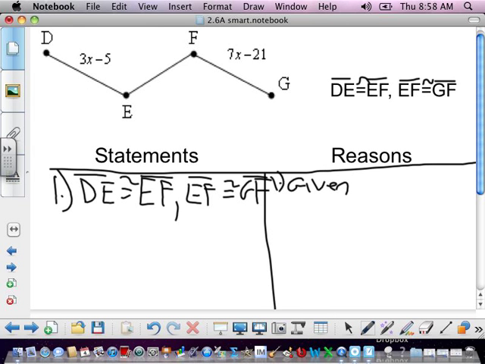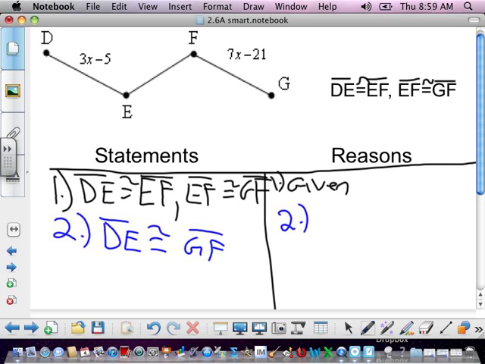What I do want to say from this is we've got DE to EF, EF to GF. So what do I know about this? DE is congruent to GF. Good. And we call that what? Who remembers? Transitive. Very nice. And if you don't remember, that's okay. You're allowed to use your postulates, theorems, properties, definition sheet. Make sure you have transitive, symmetric, substitution, reflexive, all on there.